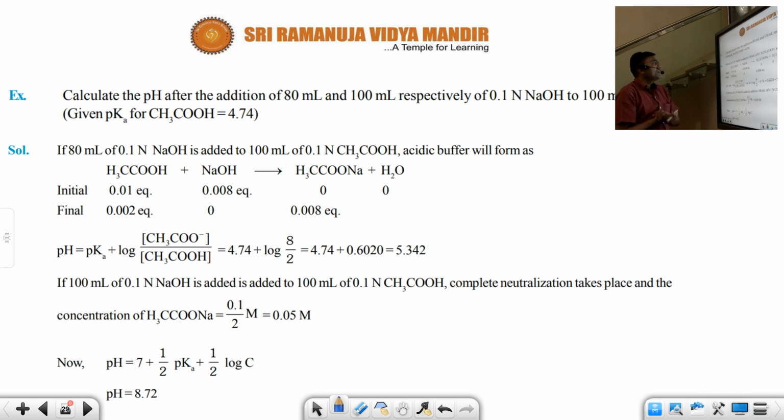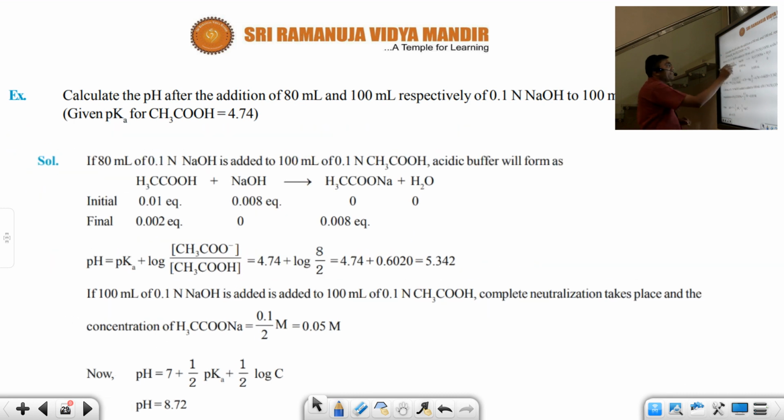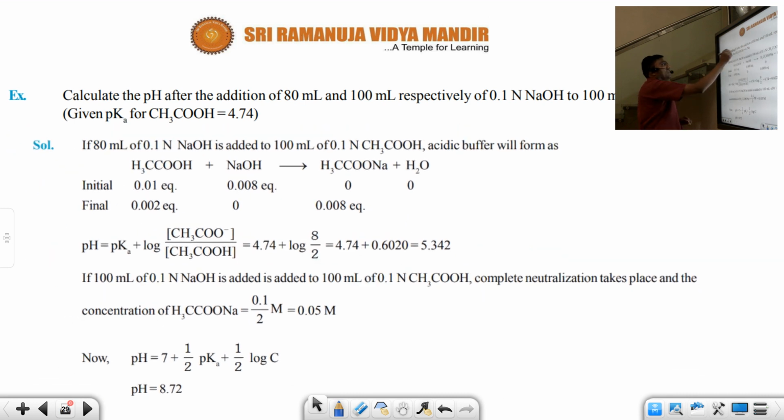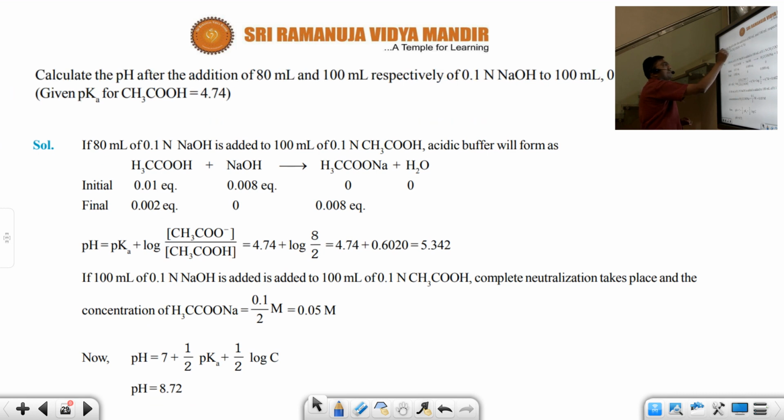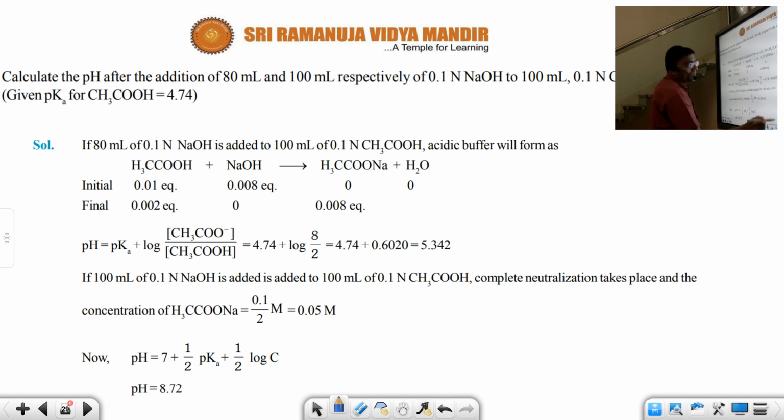Well, students, have a look. It's a very interesting example which depicts the illustration of salt hydrolysis and a buffer. Well, have a look. So here in this case, calculate the pH after the addition of 80 ml and 100 ml of 0.1 normal NaOH and 0.1 normal acetic acid.